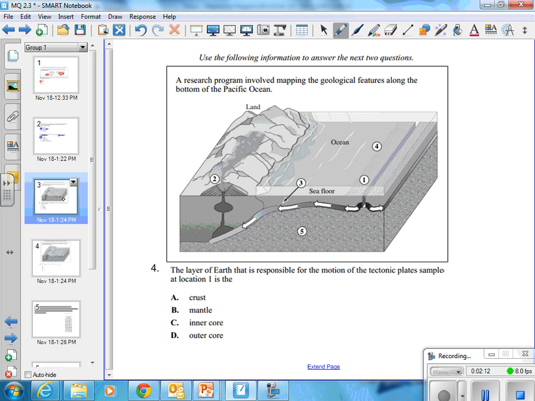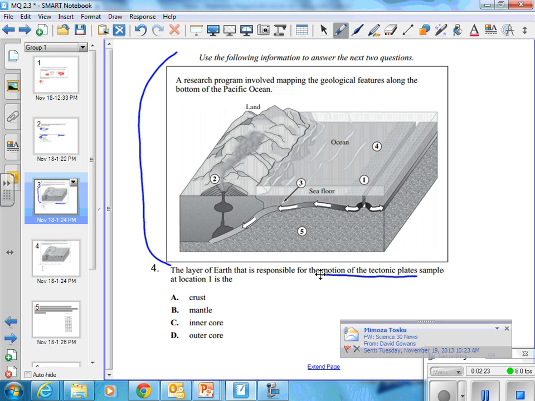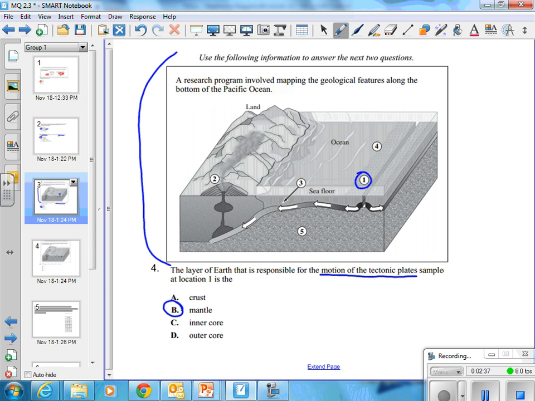Question 4. The layer of the Earth that is responsible for motion of tectonic plates. Guys, you don't even need this diagram to answer that question. Okay, you should be able to answer that just by knowing about the motion of tectonic plates. The mantle causes this. It tells you that it's sampled at location 1. Okay, this is because we have seafloor spreading, so the magma from the mantle can move into that space.